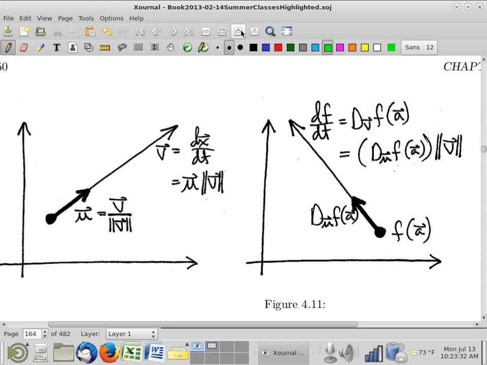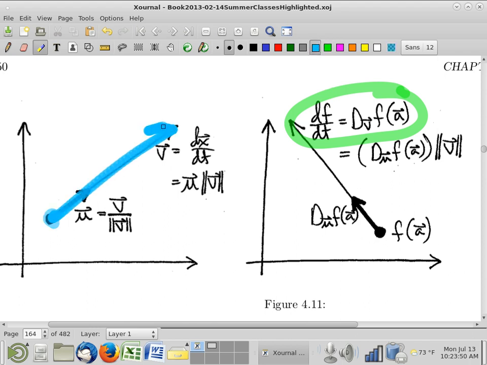Okay, so here's our situation. Suppose that what I'm interested in is computing the output velocity. I'm at a certain given input point, moving with some velocity in the domain, and I want to know the velocity of the target. Well, the directional derivative is exactly what does that. Written down here, df/dt, how fast the function's changing, is the directional derivative.